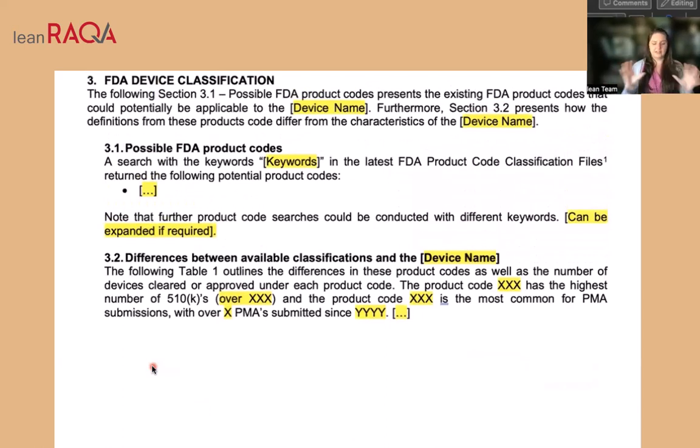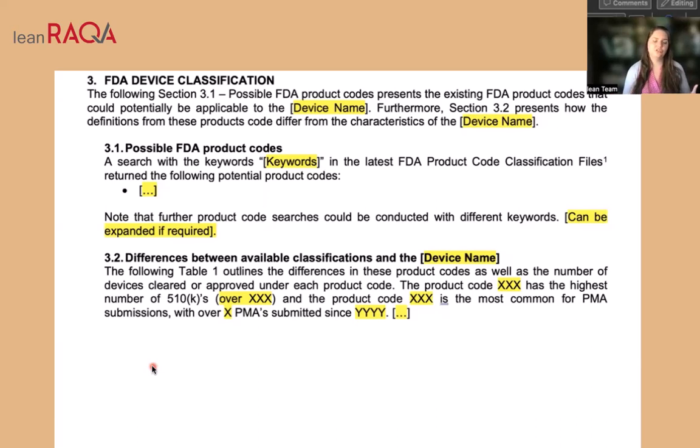Your device can be classified. If it can be classified under this product code, one regulation might have half a dozen. We kind of find the right answer and tell you, okay, these 3 are the most likely, these 3 aren't.